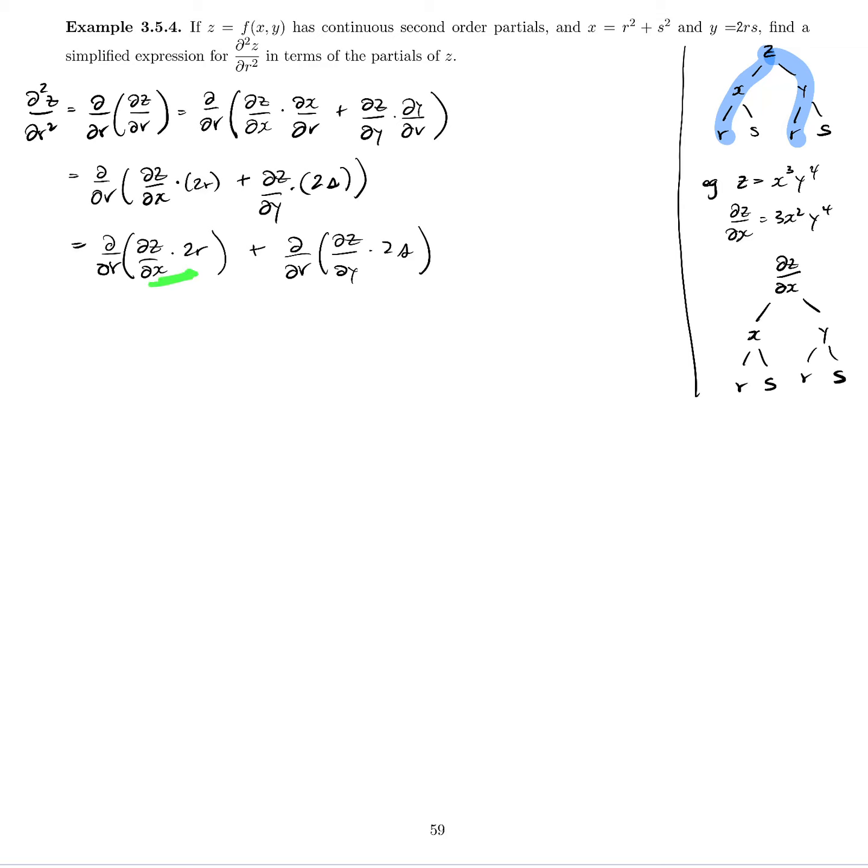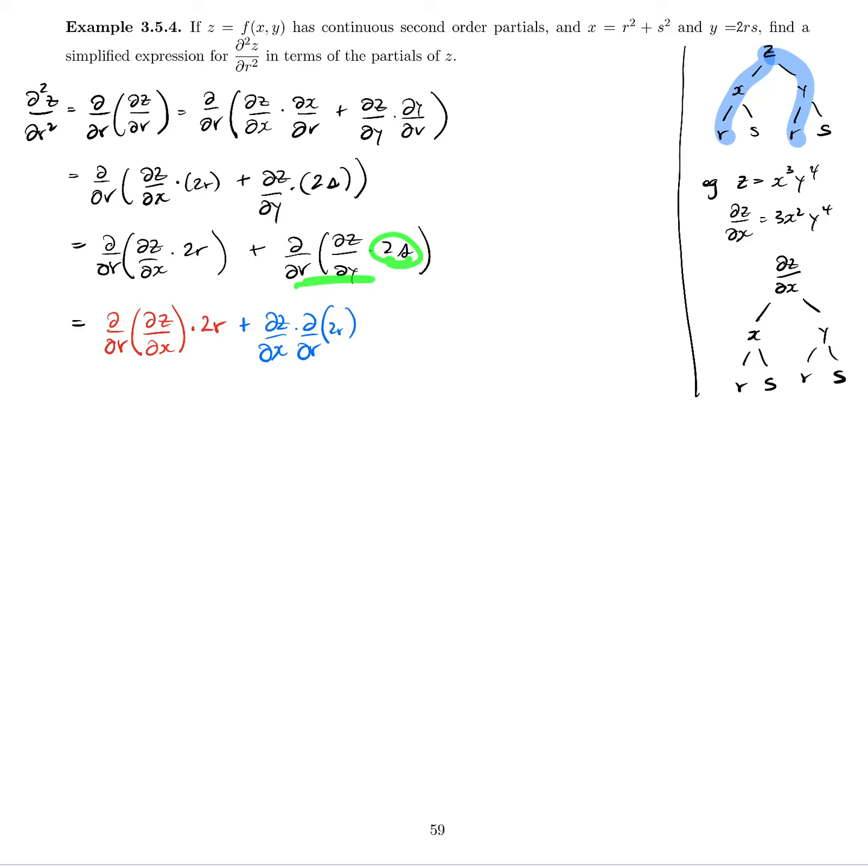So this has to be a product rule. So I'm going to color code the product rule for us a little bit here. So we're going to have in the first ∂/∂r of ∂z/∂x, all of that times 2r, plus the first ∂z/∂x times the derivative ∂/∂r of 2r. Next, we've got to apply here.